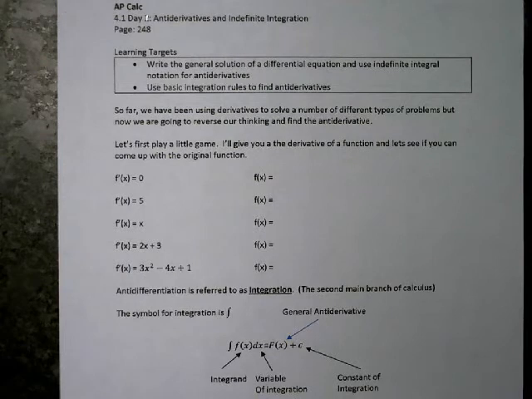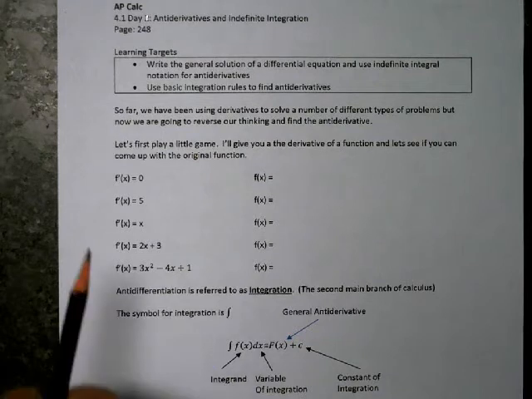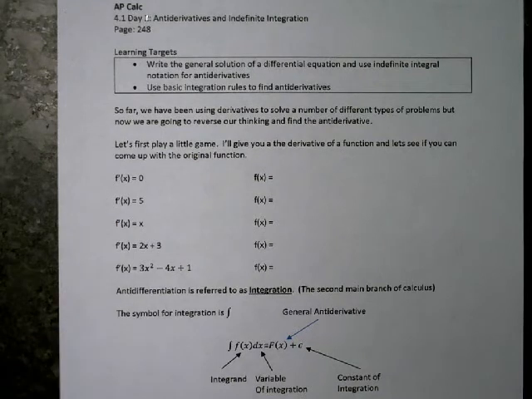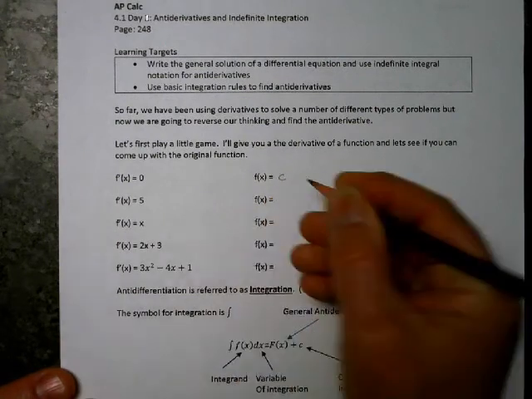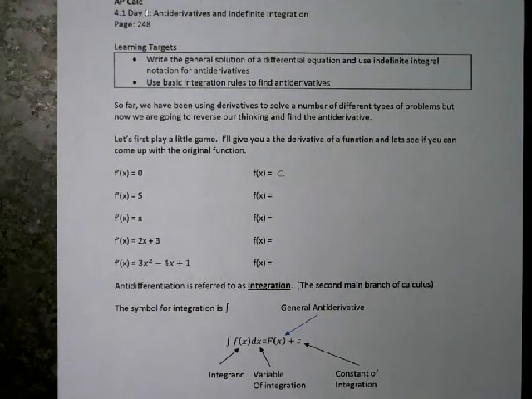All right, so far what we've taken a look at, we've found derivatives. Now we're going to go the other way, if you will. So let's play a little game. I'll give you a derivative of a function, and let's see if you can come up with the original function. So the derivative is f prime of x equals 0. That means f of x would equal c. That's just a constant, because if you take the derivative of a constant, it is 0.